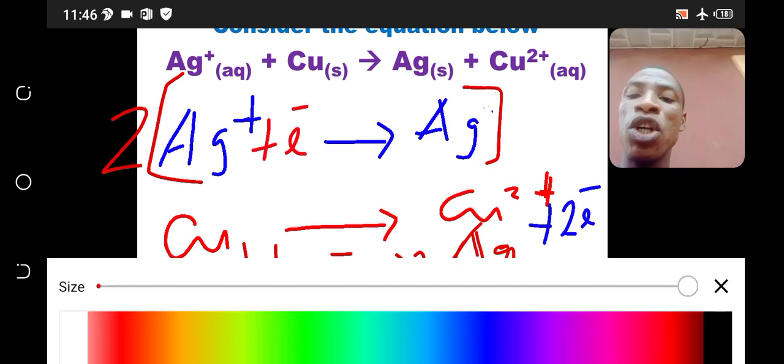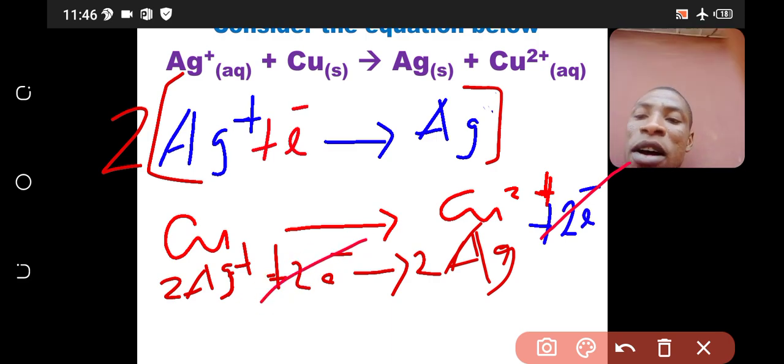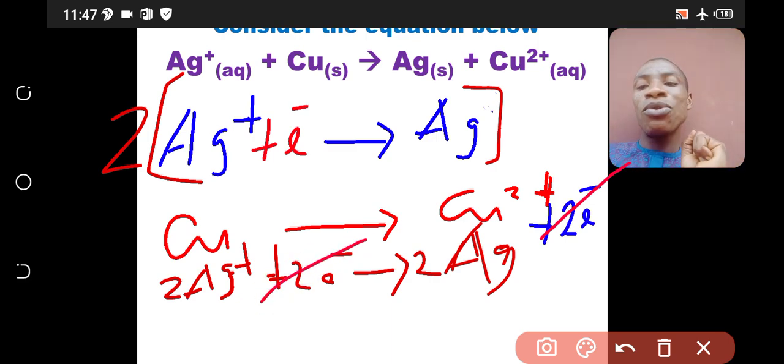Now you see that the electrons are equal. So what do you do? You cancel them out. Then add the 2 equations together, that is, add the reactant to reactant, and the product to product. So now we are having Cu.